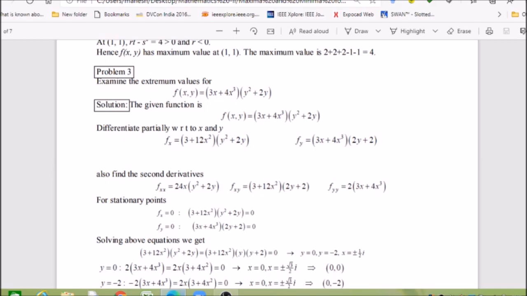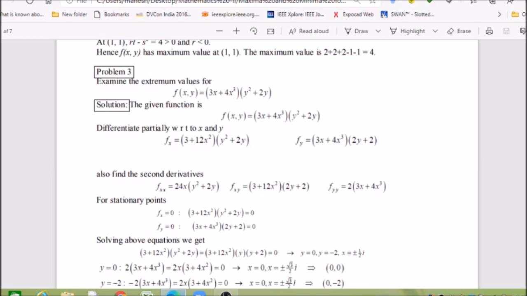And also the second derivatives we will evaluate. f(x, y) will differentiate with respect to x two times. So we get fxx or ∂²f/∂x², that is equal to 24xy² + 2y, ∂²f/∂x∂y = 3 + 12x²·2y + 2, and ∂²f/∂y² is equal to 2 times (3x + 4x³).